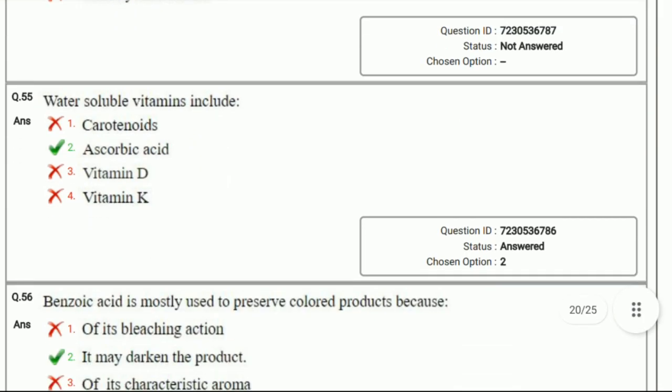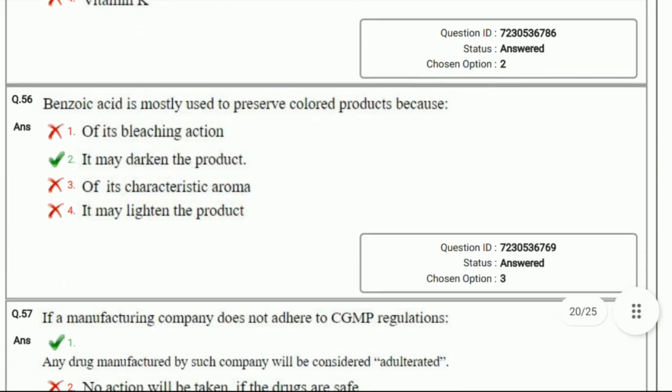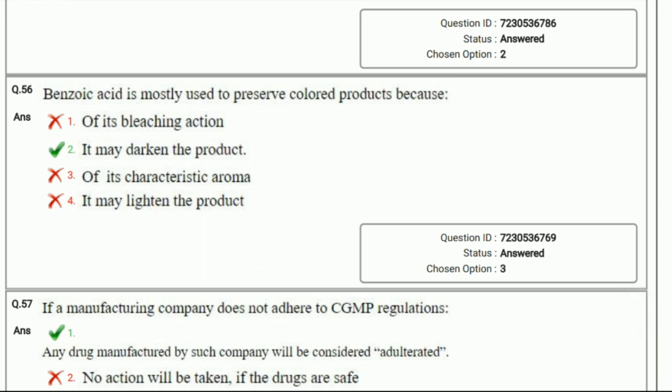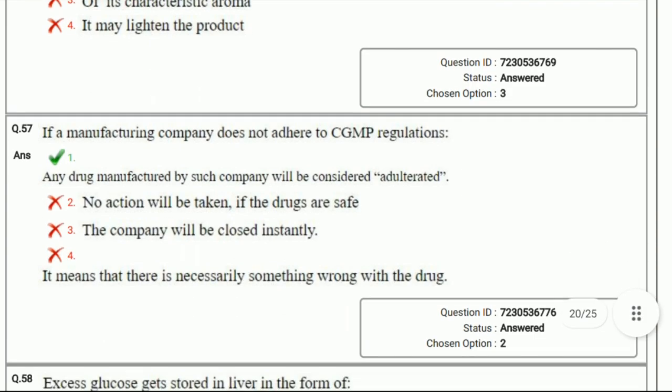Next question, water soluble vitamins include, so the answer is ascorbic acid, that is vitamin C. They are water soluble vitamins. Next is benzoic acid, which is mostly used to preserve colored products because it darkens the product. As the product already has its color, it will enhance the color. Therefore benzoic acid is used for colored products. For colored products we never use KMS because it has a bleaching effect, so it will bleach out the color of the food product and then the product will become unacceptable.